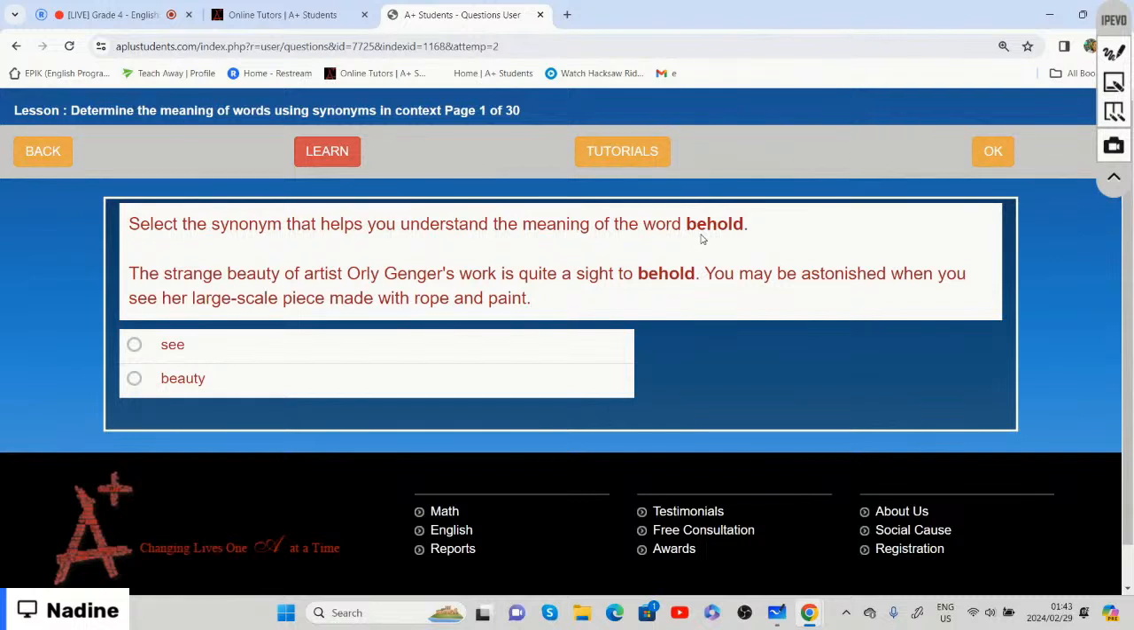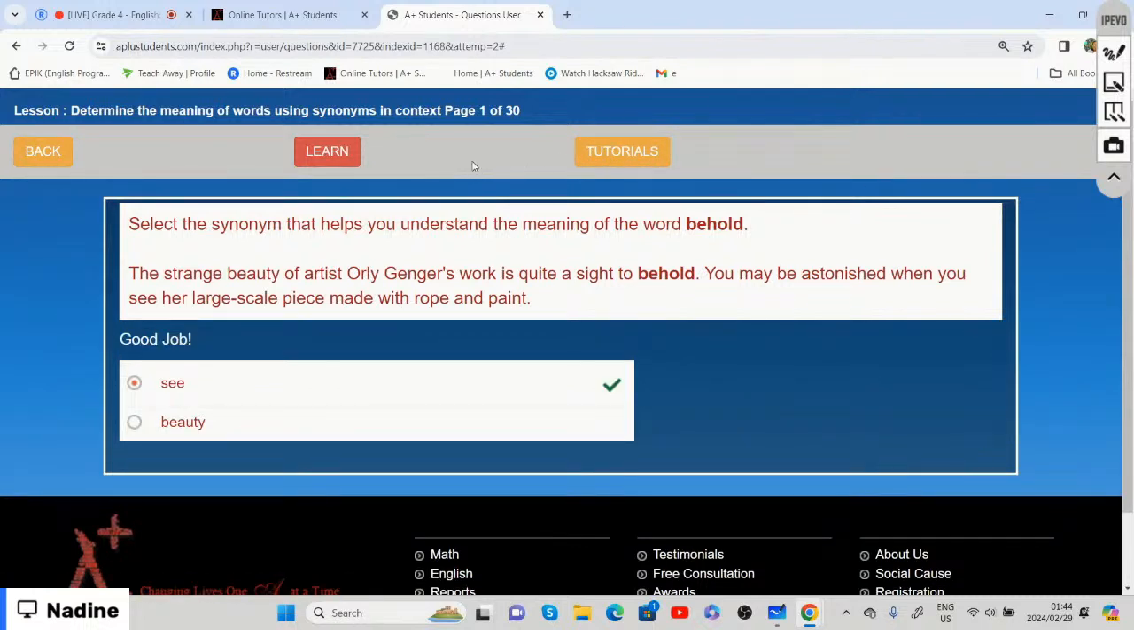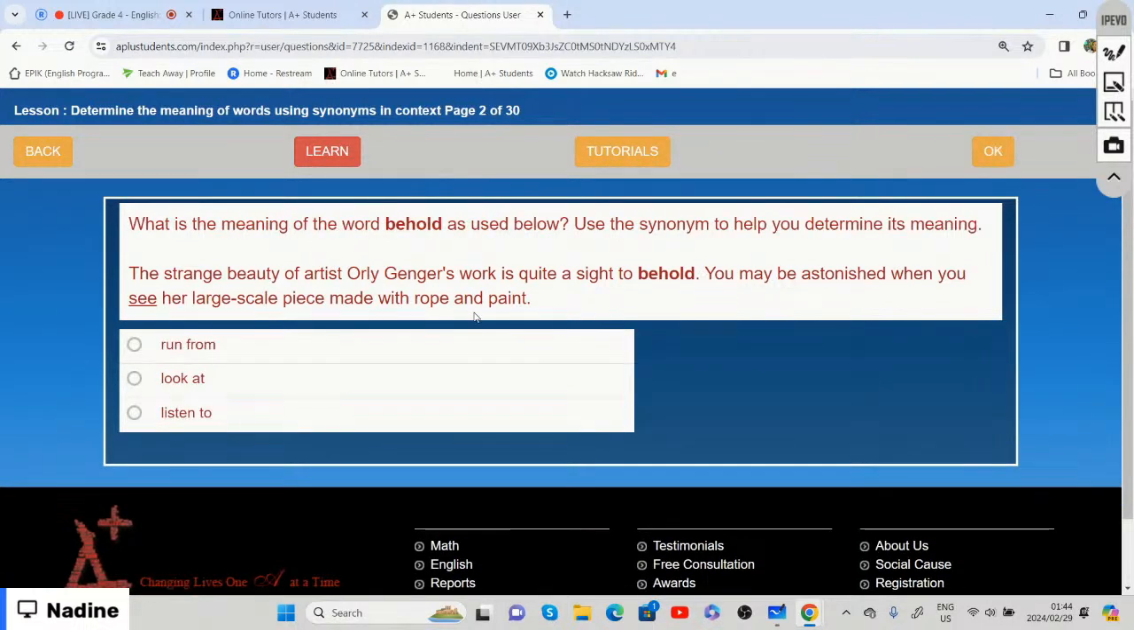All right. So, now if we look at the word that means behold, all right. So, we need to behold, we need to see, right? So, when you behold, you want to see.